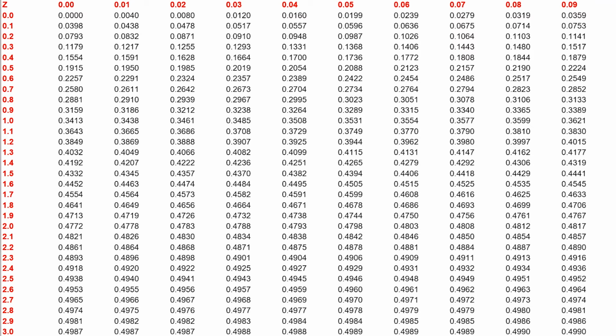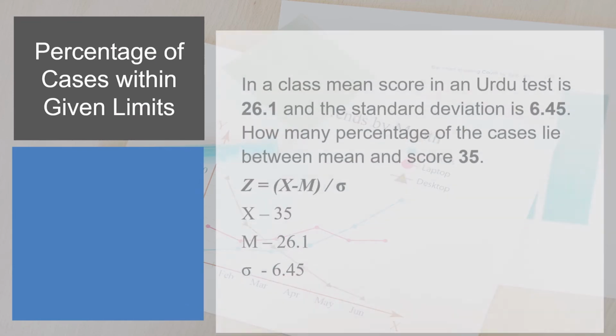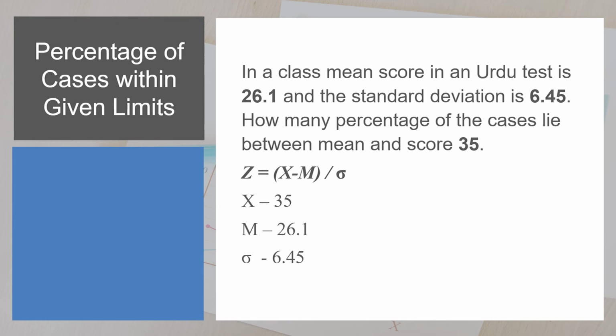Let us now go forward to discuss the first application with a certain example, then things will be much clearer. Focus on the first application, that is the percentage of cases within a given limit. Here a limit is given and you have to find the percentage. In a class, the mean score in an Urdu test is 26.1 and the standard deviation is 6.45.